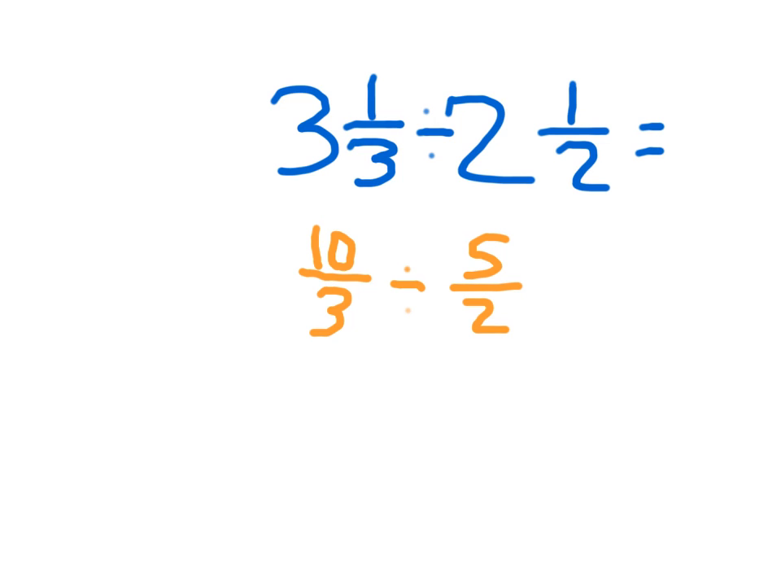And so we have two fractions, 10/3 divided by 5/2. And we know when we are working with a division problem involving fractions, we keep the number we're dividing the same, and then we multiply by the reciprocal of 5/2. The reciprocal of 5/2 is 2/5. 10/3 times 2/5.